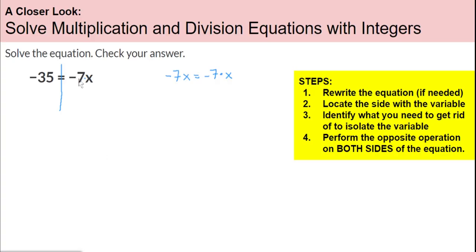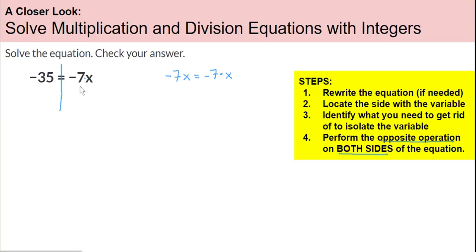We need to get rid of this negative 7. We've got to do something with that. We've got to perform the opposite operation on both sides. So remember what I just said was happening. It's being multiplied. What's the opposite of multiplication? That's what we have to do. What's the opposite of multiplication?